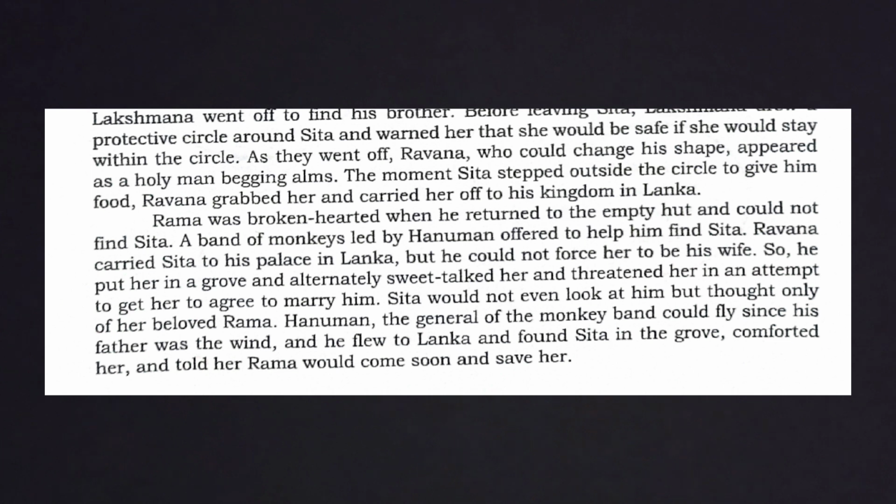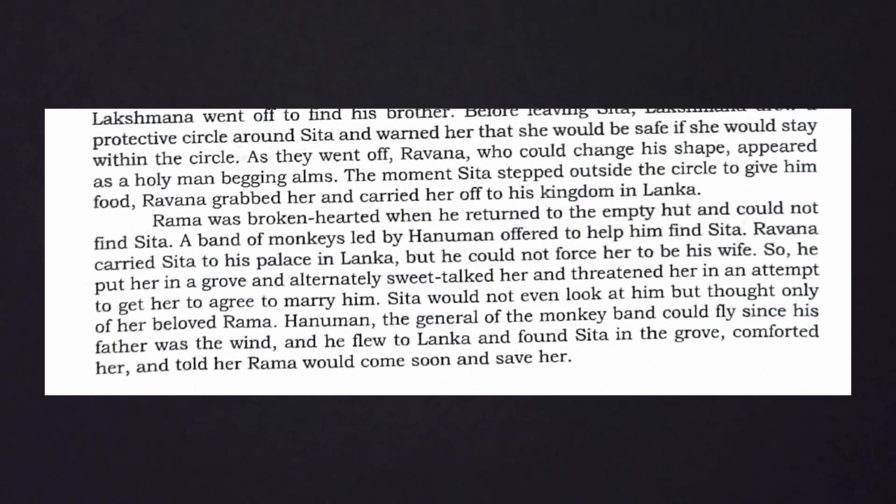Ravana carried Sita to his palace in Lanka, but he could not force her to be his wife. So he put her in a grove and alternately sweet-talked her and threatened her in an attempt to get her to agree to marry him. Sita would not even look at him, but thought only of her beloved Rama. Hanuman, the general of the monkey band, could fly since his father was the wind, and he flew to Lanka and found Sita in the grove, comforted her, and told her Rama would come soon and save her.